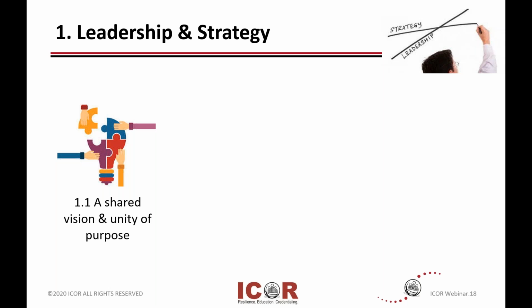When we're looking at leadership and strategy, one of the things that we talked about was the organization understanding who they are and its relationship to others. So you need to have a shared vision and purpose.